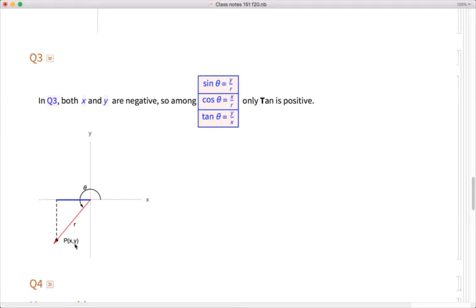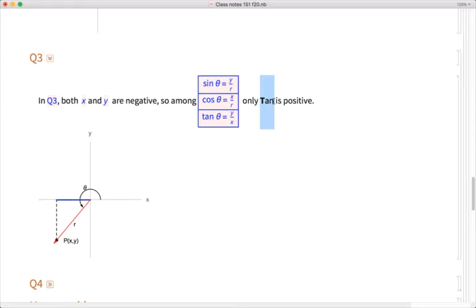Quadrant 3, do the same sort of thing, except now in quadrant 3 we have to realize that both coordinates, both x and y, are going to be negative. So sine is going to be negative because y is negative. Cosine is negative because x is negative.